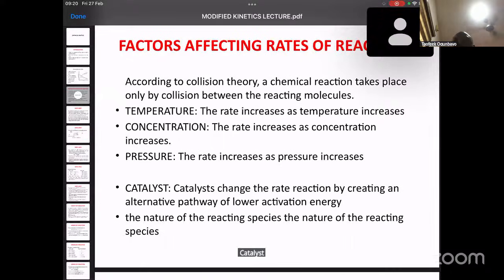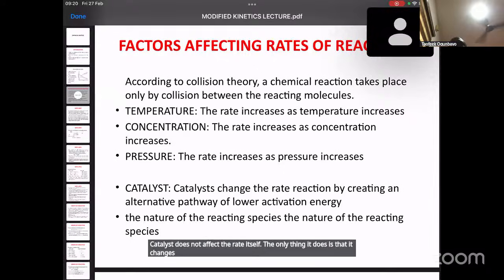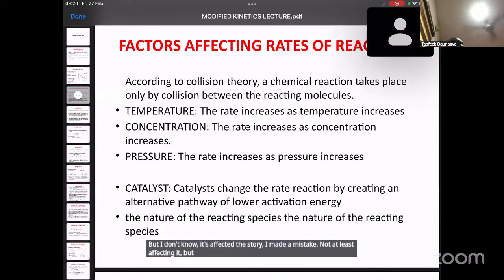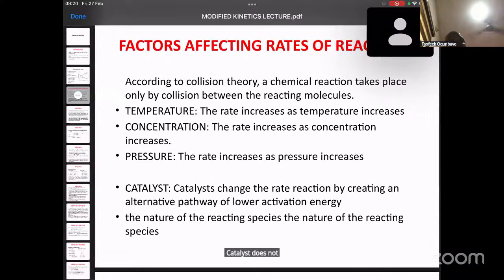Catalyst affects the rate, but how does it affect the rate? Sorry, I made a mistake. It does not affect the rate via its effect on collision theory. Catalyst affects the rate by changing the reaction pathway, to a pathway of lower activation energy.